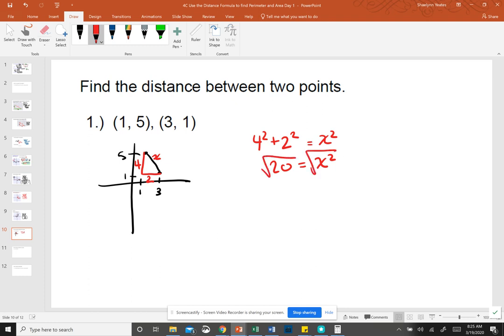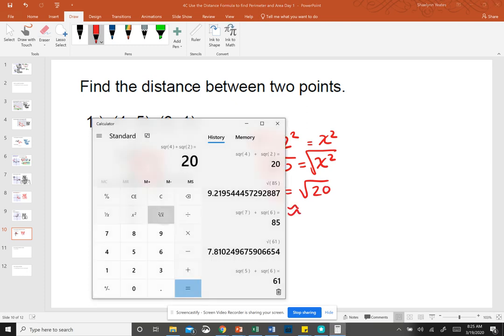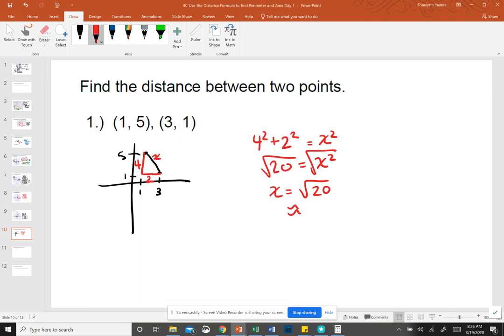Okay, so then I take the square root of both sides, and x is either going to equal the square root of 20, or you can find the decimal, and you get 4.472.